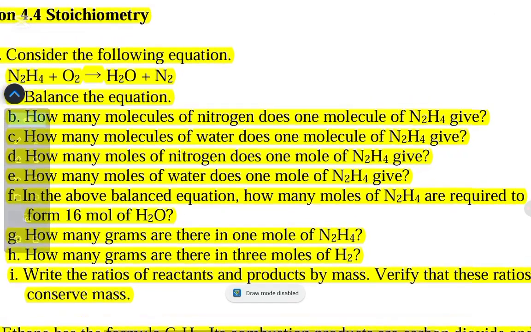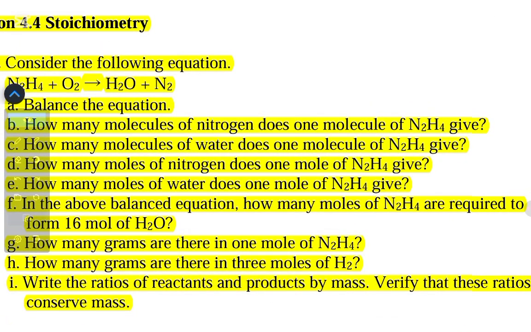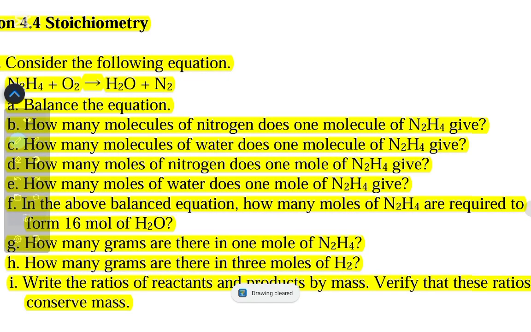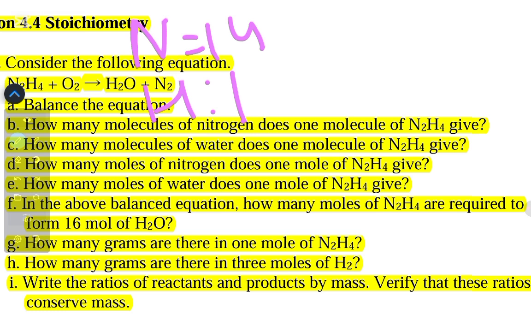How many grams are there in 1 mole of N2H4? For the grams, we know it's 1 mole, and I'm going to write the molar mass of all of them here. Nitrogen molar mass is 14. Hydrogen is 1. We have 2 nitrogen and 4 hydrogen, so that's going to be 28 plus 4. That will give you 32 molar mass.